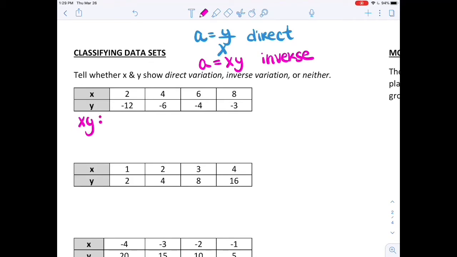So 2 times negative 12, again multiplying x times y, I get negative 24. 4 times negative 6, also negative 24. Negative 24 here for 6 times negative 4, and another negative 24 there. So this is constant. We have the same exact value. So that means that we have inverse variation.